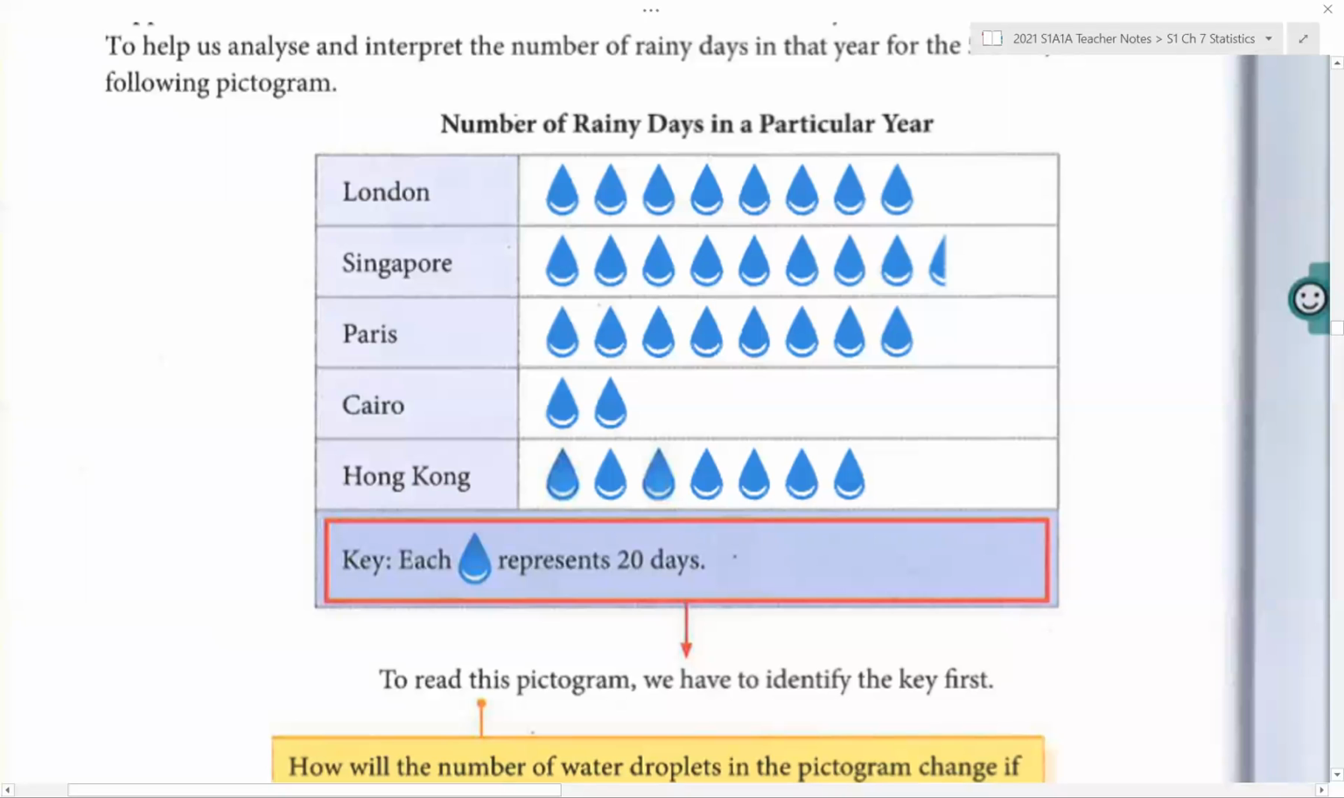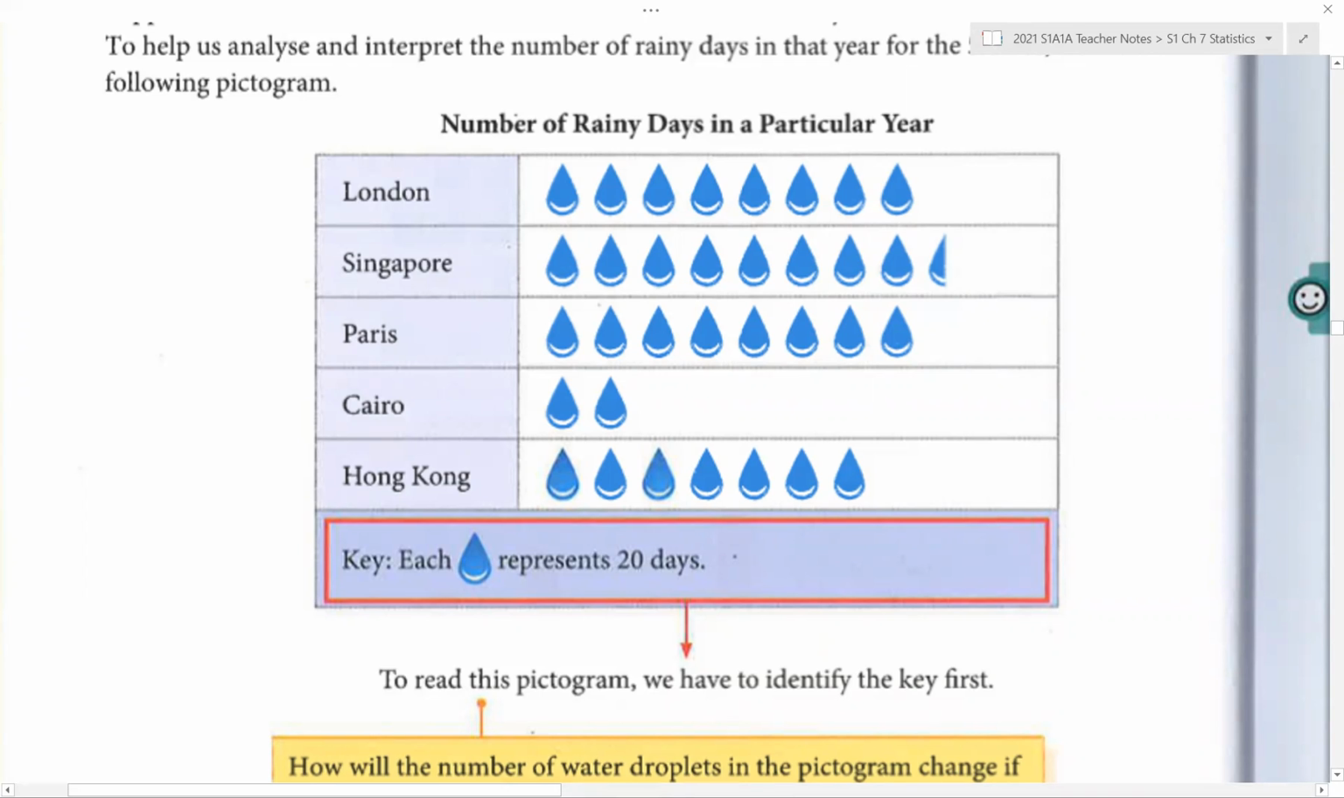Is it realistic that London has 160 days, Singapore has 170 days, then 40 days, then 140 days? Really? Such a coincidence. All the numbers of rainy days end with a 0. Is it realistic? No, right?